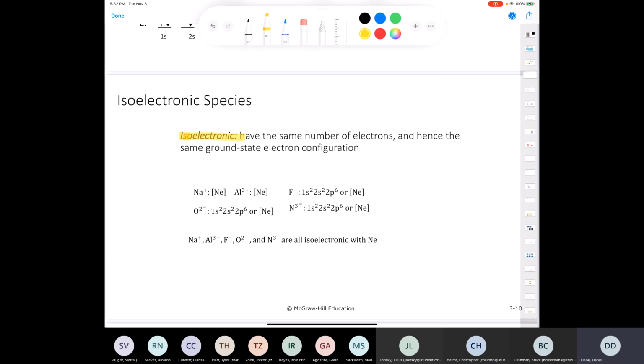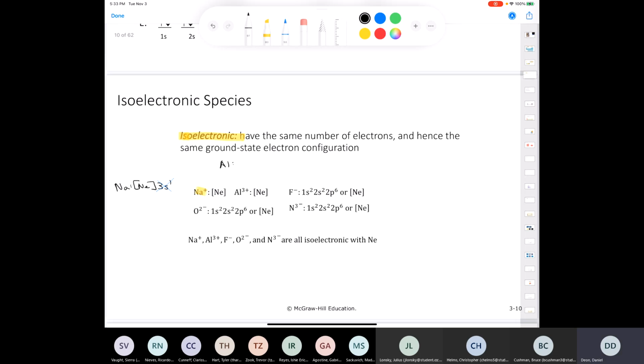Look at sodium, okay? The sodium cation. The electron configuration of the sodium atom is neon, and then 3s1. If we lose that 3s electron, what does it simply become? Just neon, right? What if we look at aluminum?